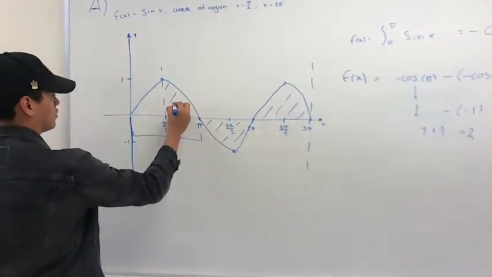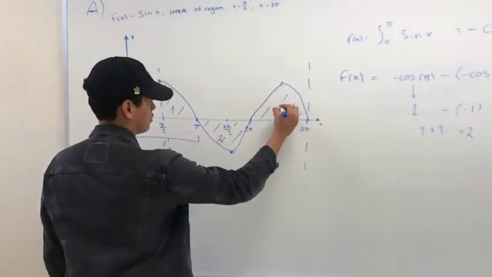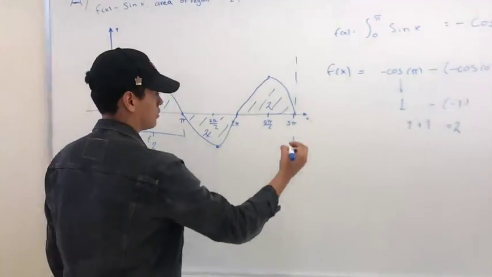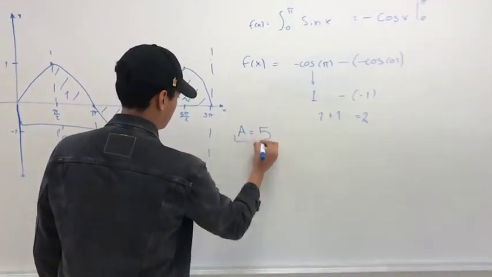So the half of 2 is 1, and as these three are the same, this is going to be 2, and this is going to be 2. So the area is equal to 5.